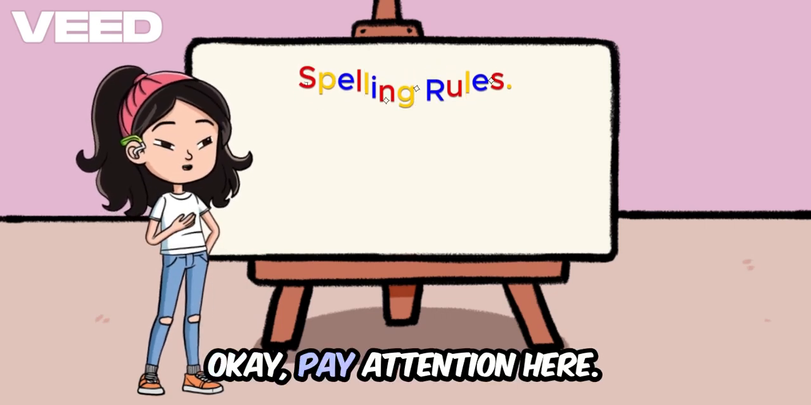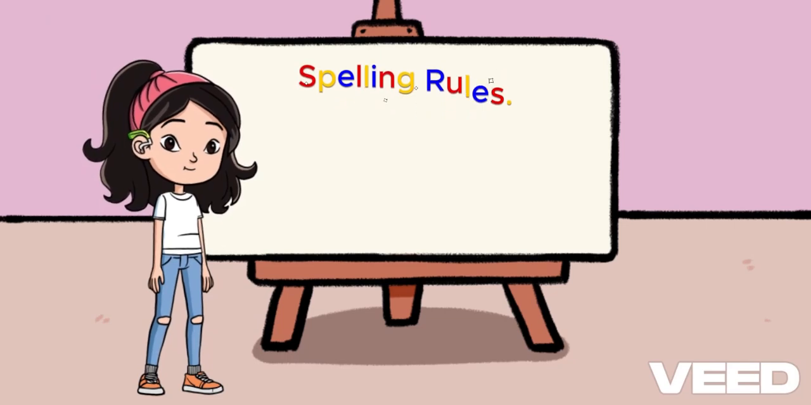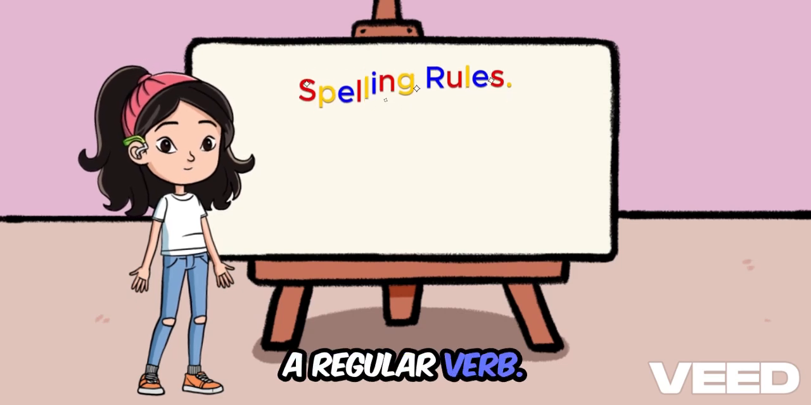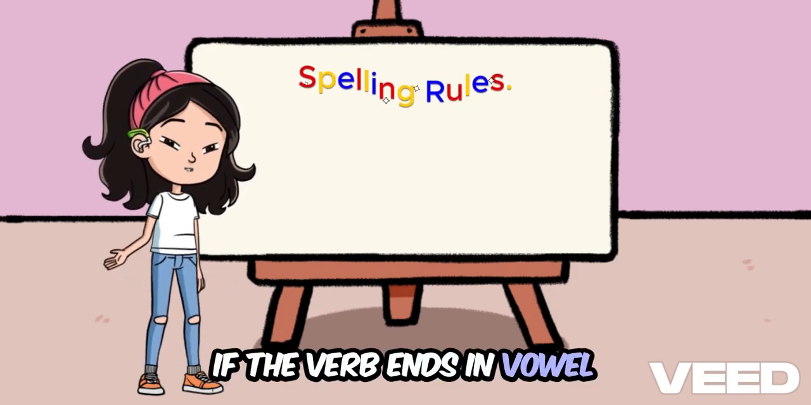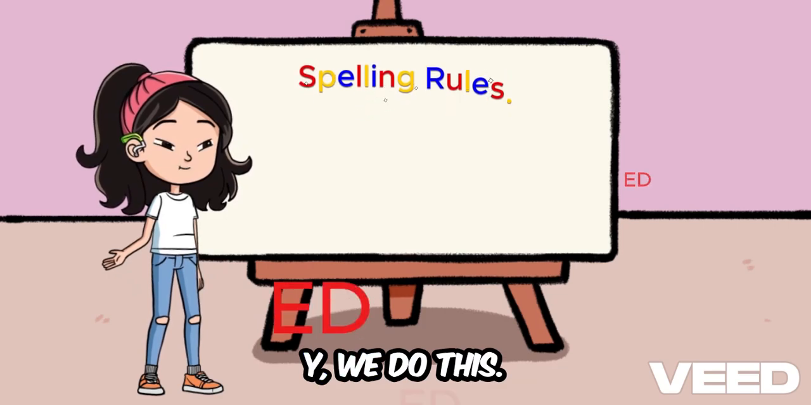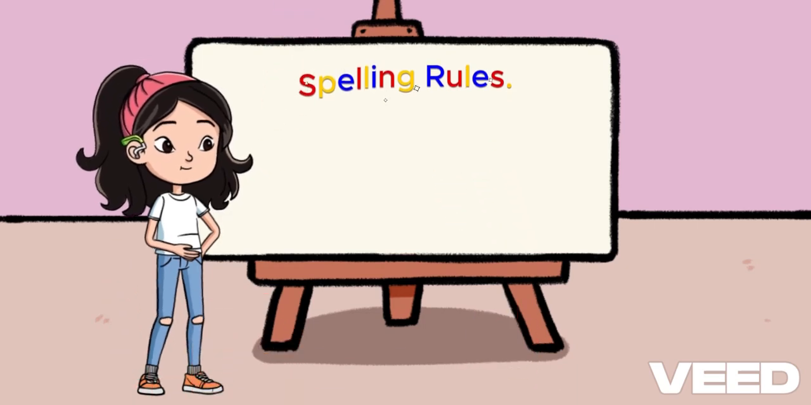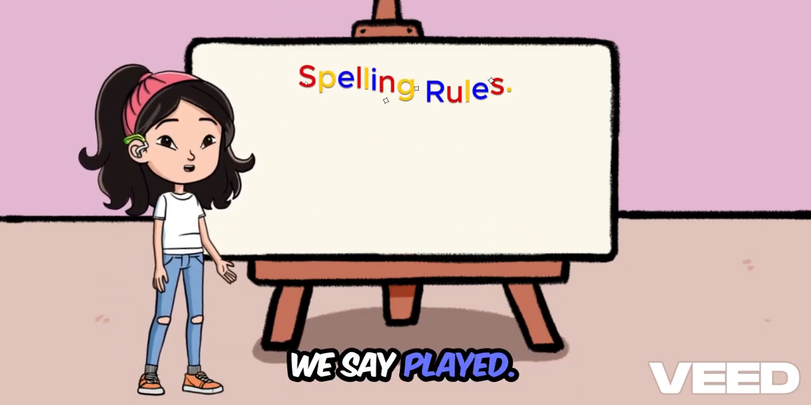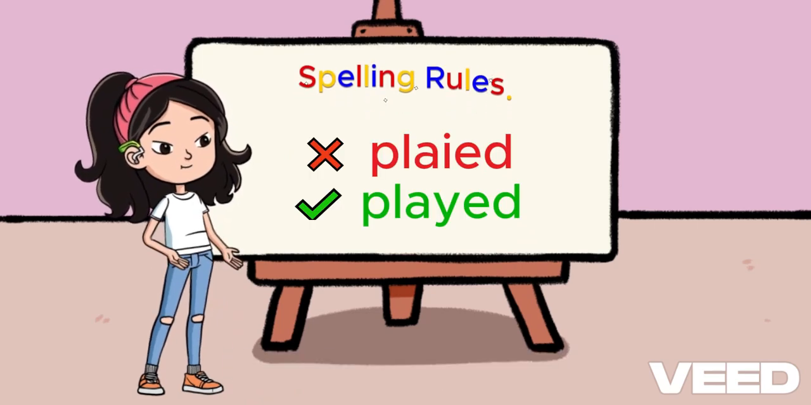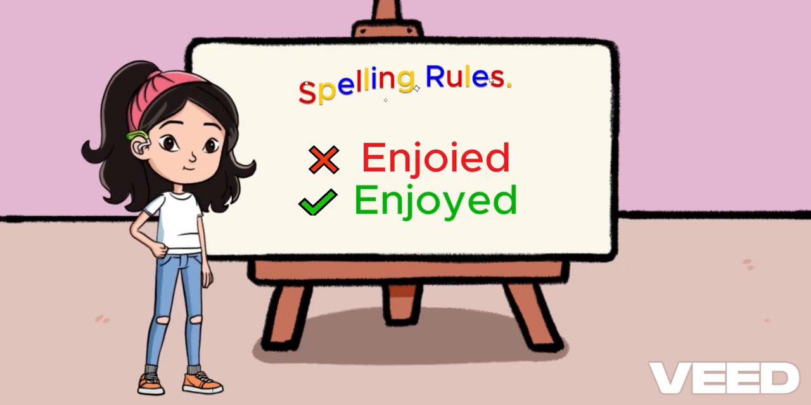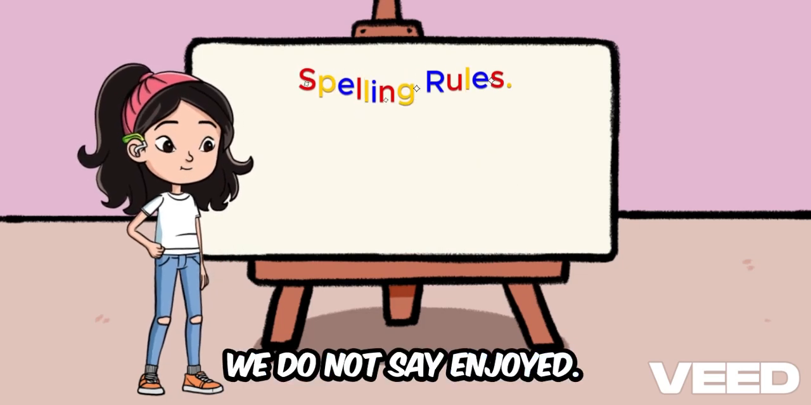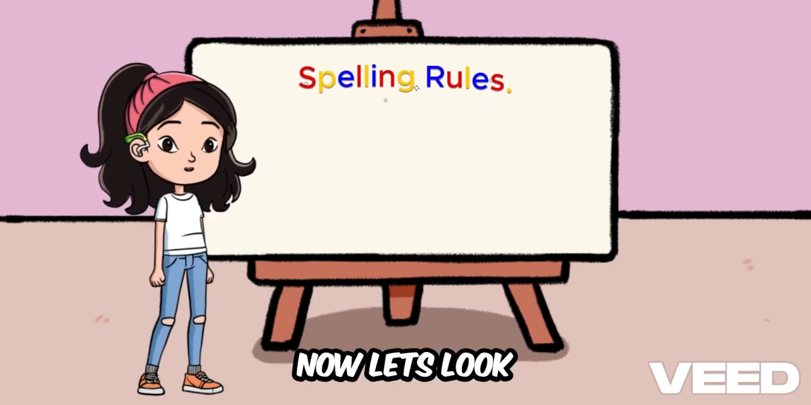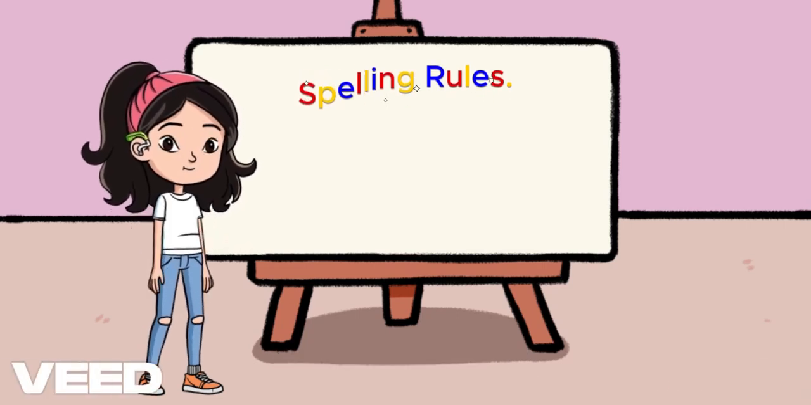Okay, pay attention here. This is an important exception, but it is still a regular verb. If the verb ends in vowel plus y, we do this. Add ed, play becomes played. Enjoy becomes enjoyed. We say played. We do not say plaied. We say enjoyed. We do not say enjoied. No change, just ed.